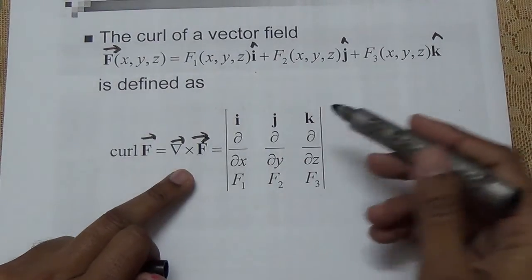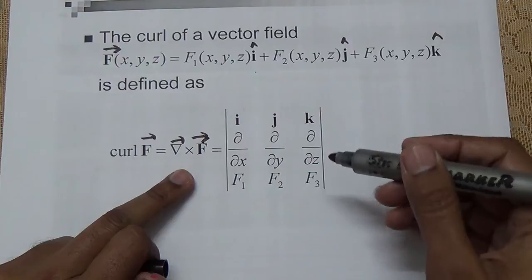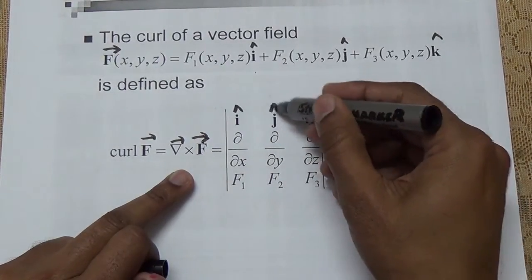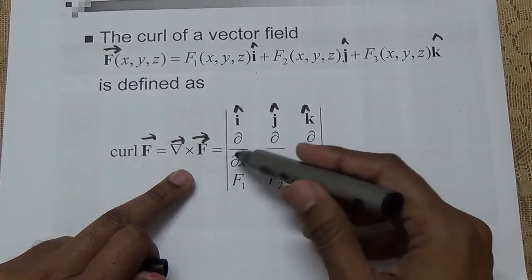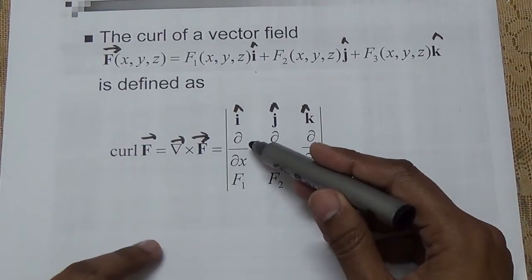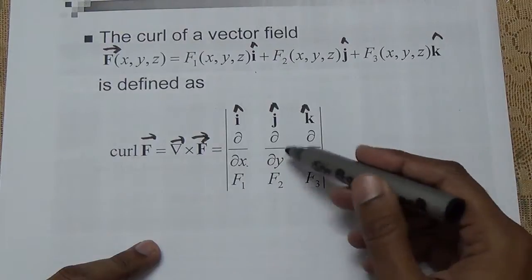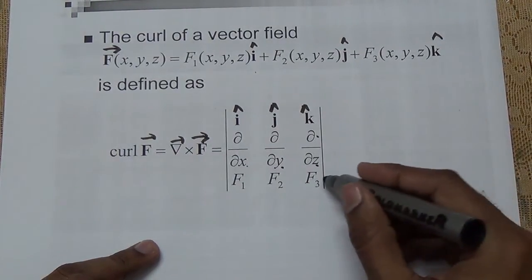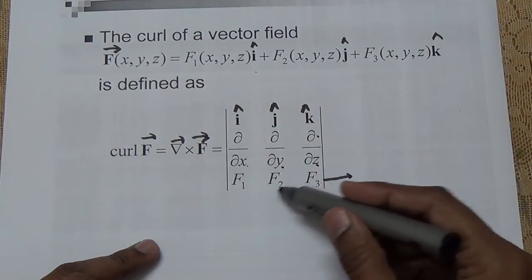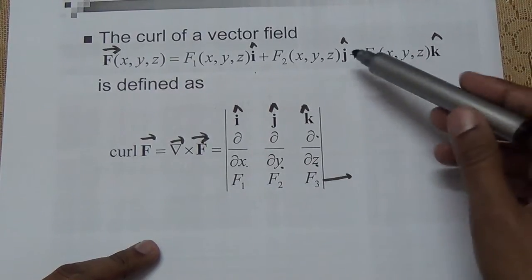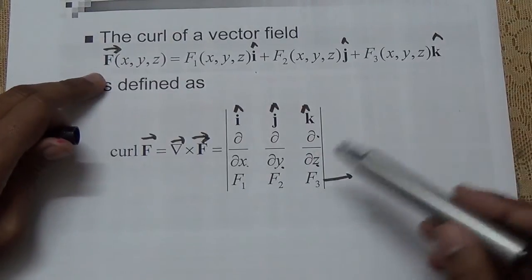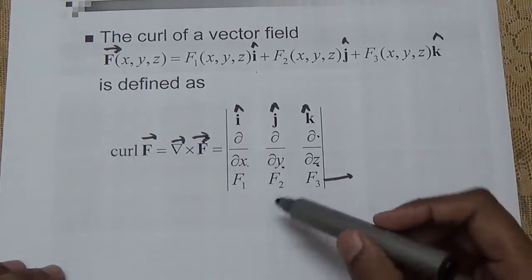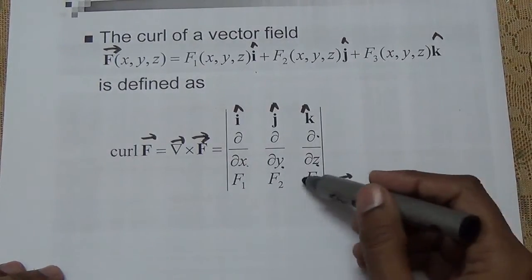First, write this as a determinant. In the first row, the unit vectors I, J and K. Second row, the partial differentiation with respect to X, with respect to Y, with respect to Z. And the third row, the field components. So for F, F1, F2 and F3 are given, so we are writing here F1, F2, F3.